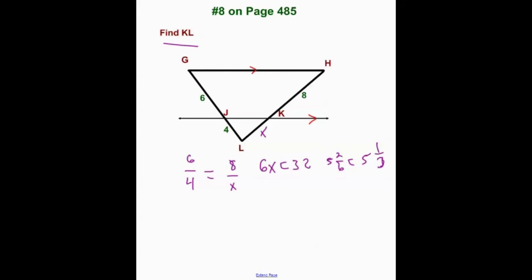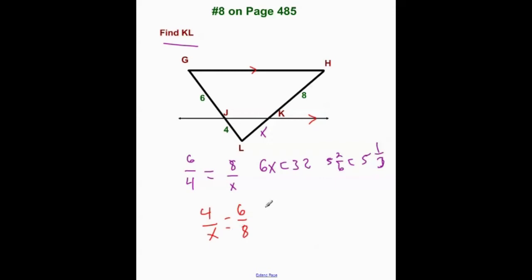I could have set it up differently. I could have done 4 over x. I went from here to here, but guess what I got to do? I got to go from here to here. Don't reverse it. That would be a no-no. And I would have done 6 over 8. And cross products, I would get the exact same thing. 32 is equal to 6x.